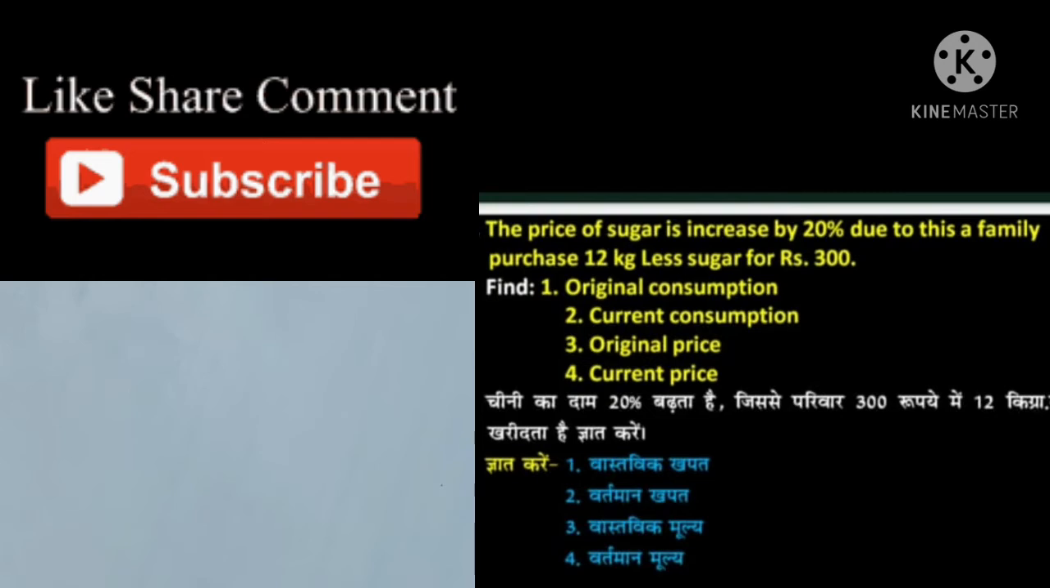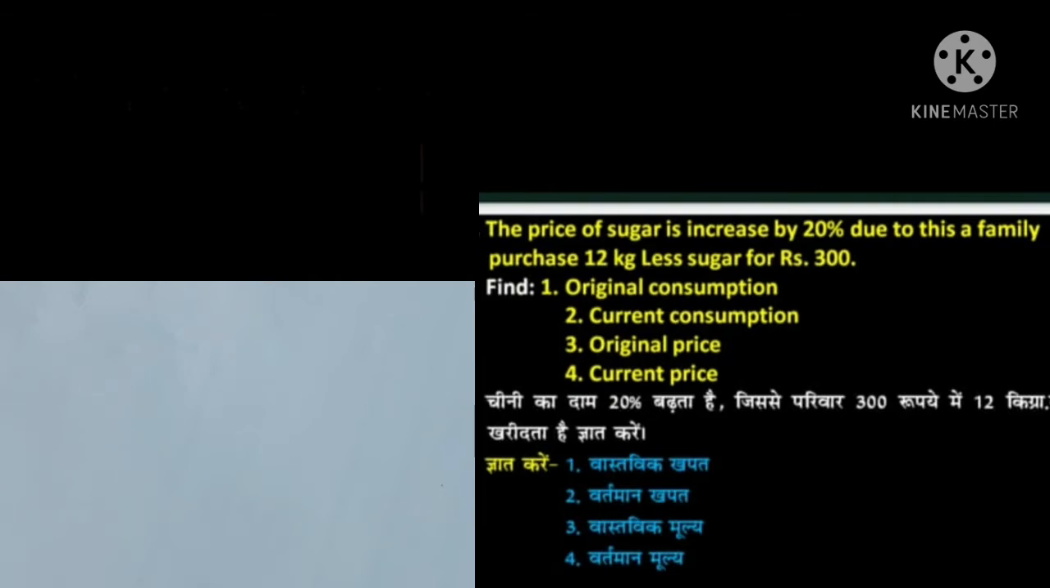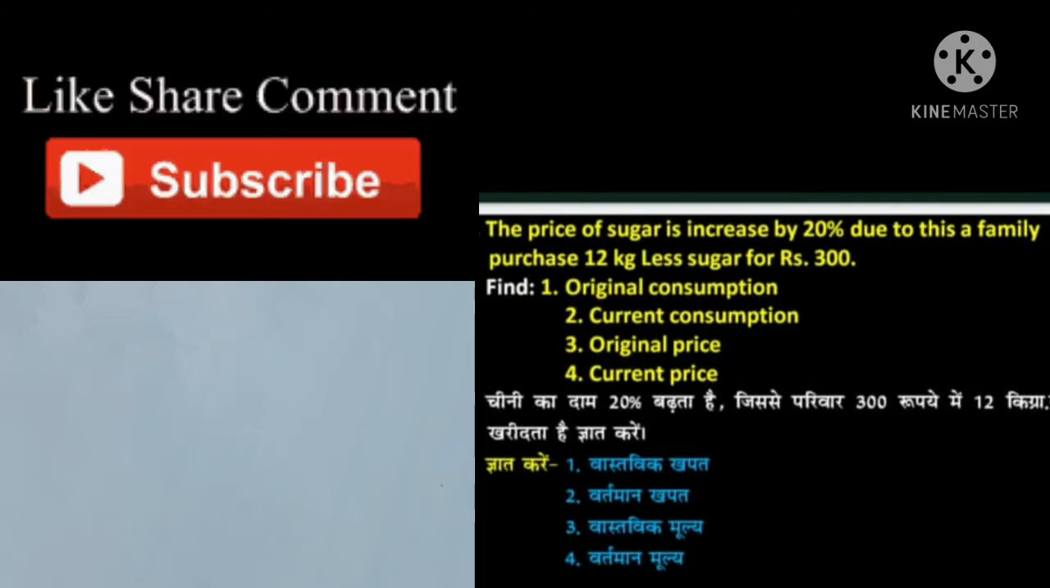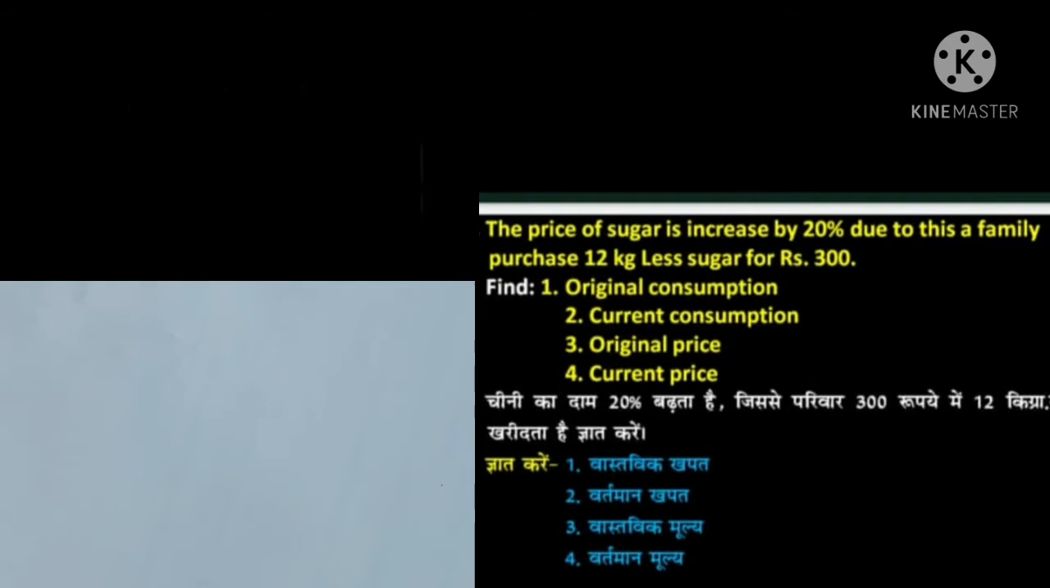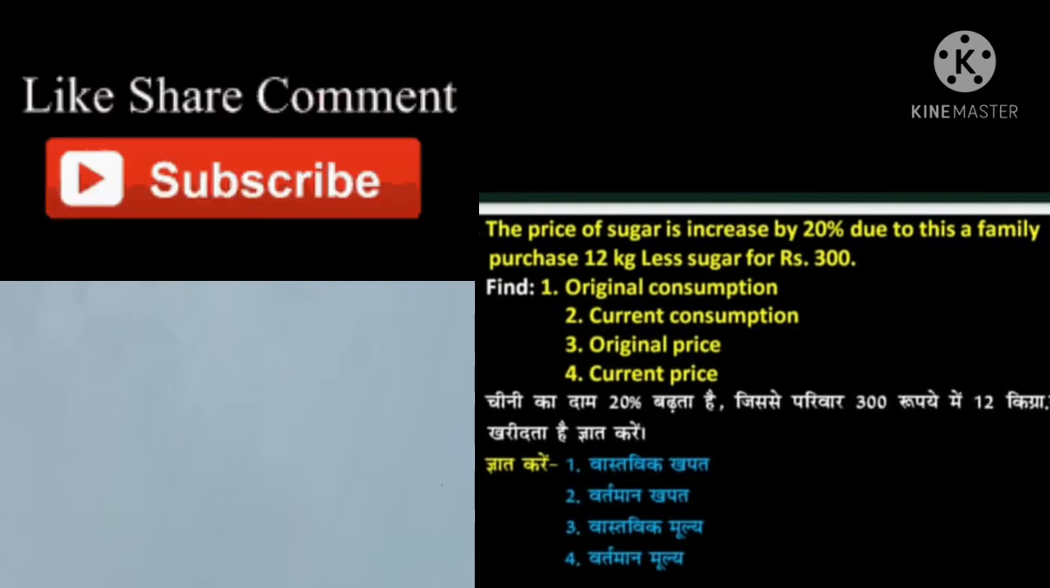The price of sugar is increased by 20%. Due to this, a family purchases 12 kg less sugar for rupees 300. So find the original consumption, current consumption, original price, and current price.